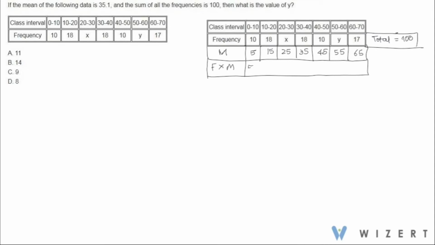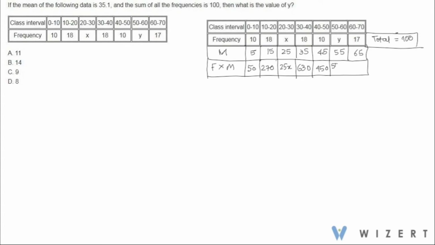10 into 5 is 50. 18 into 15: 18 5s are 90, 18 1s are 18 plus 9 is 27, so 270. Then 25x. Then 18 multiplied by 35: 18 5s are 90, 18 3s are 54 plus 9 is 63, so 630. This is 450.